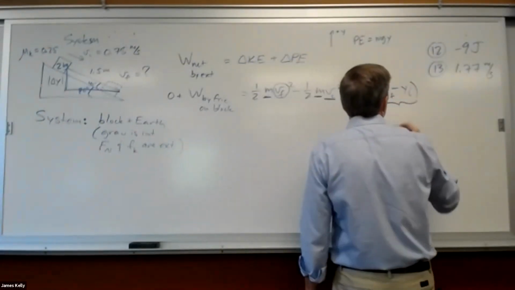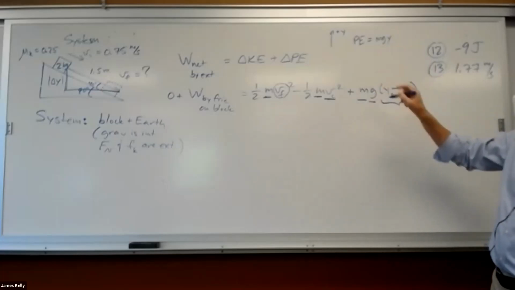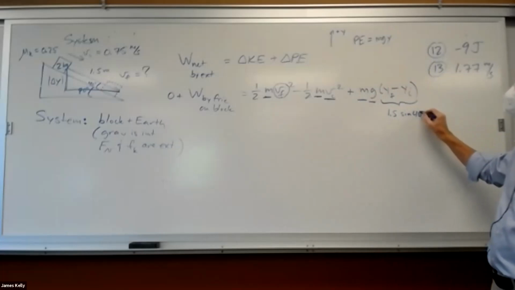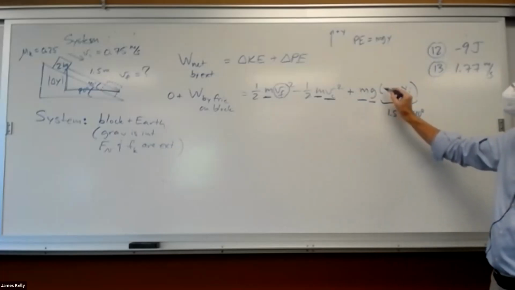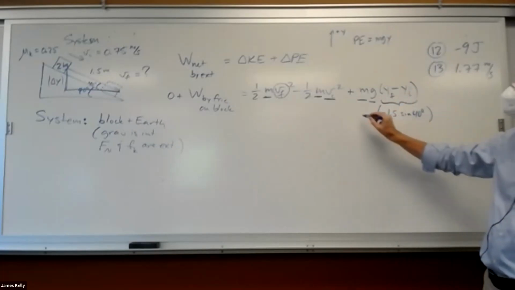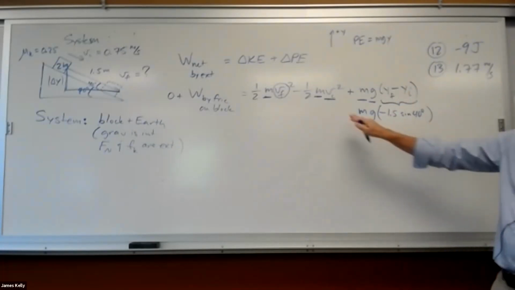Okay, now let's be careful about signs. Remember, this is negative. The length of that vertical side is 1.5 times the sine of 40 degrees. But the change in y coordinate has an additional minus sign in front of it. Okay, so we got that. This is taken care of.